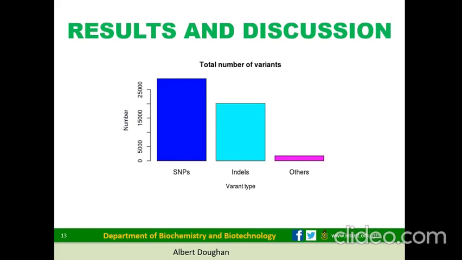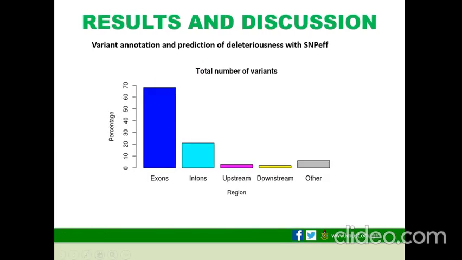Now, the variant calling statistics. The majority of the variants were found to be SNPs and InDels, and this was very much expected, and only a few of them were involved in other regions. Variant annotation with SnpEff predicted 68% of the variant call sets to be within exons and 21% in introns. The remainder was distributed among the other regions, and this included upstream, the UTR, and the downstream regions around these genes.